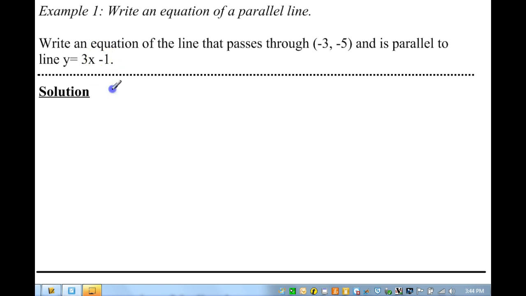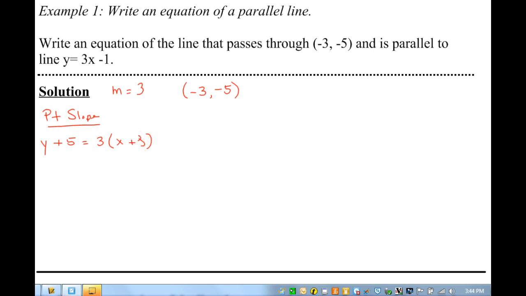We should know that a line that is parallel should have the same slope, so my new line is also going to have a slope of 3. It is going to go through the point (-3, -5). So based upon all of the other information we've talked about in Chapter 5, I have some options. I could write this equation in point-slope form because I've been given a point and a slope. So for that equation, I would write y plus 5 equals 3 times x plus 3.